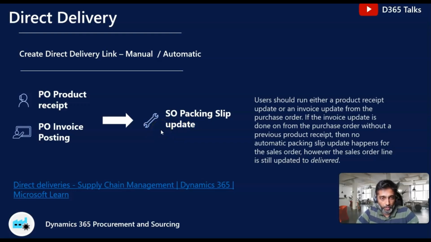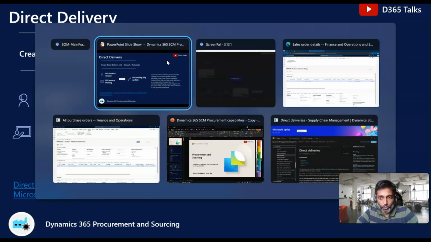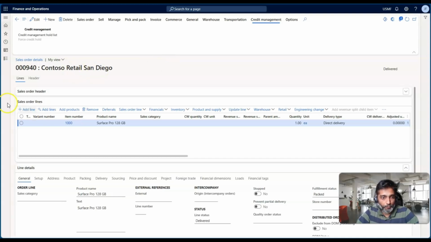So let me go back to the system, but right now what we are going to see is how to create this link automatically. Let me go back to Dynamics 365.